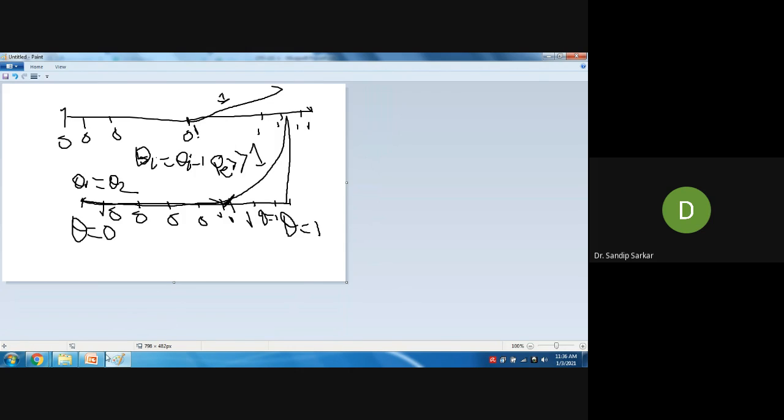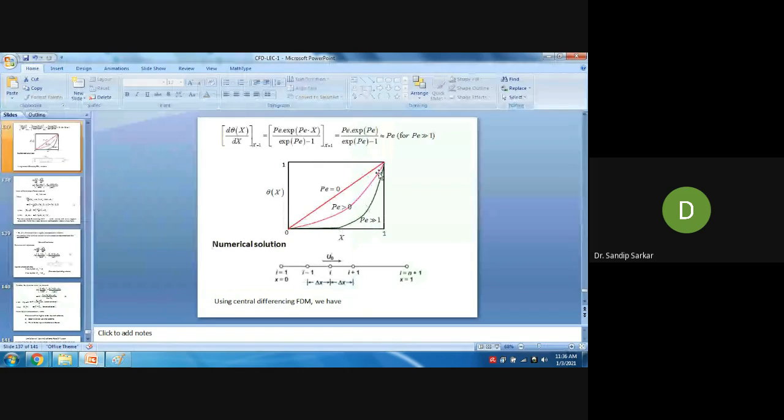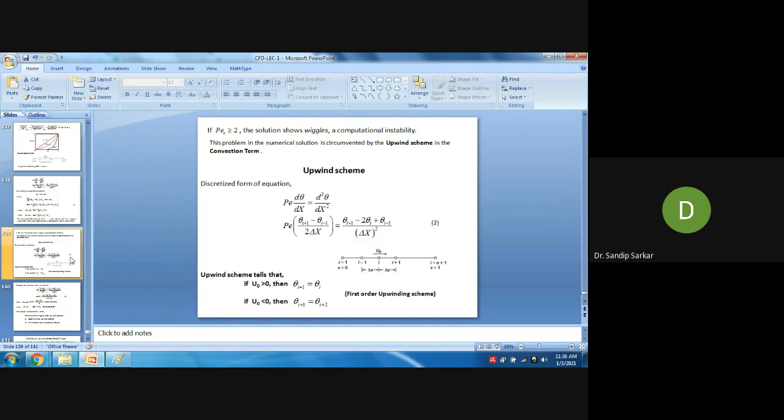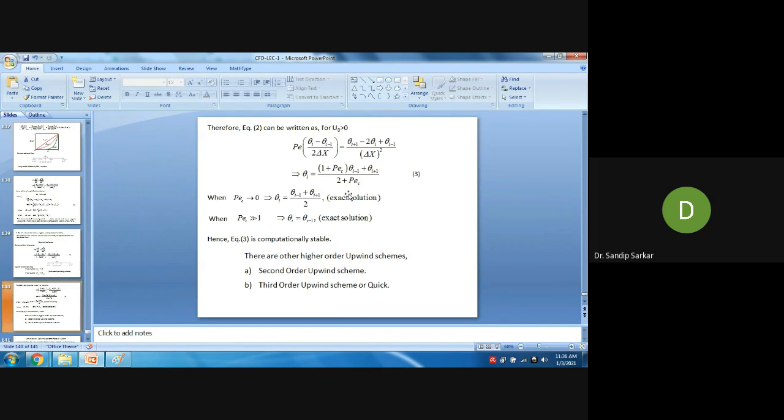Is that clear now? Yes, sir. Okay, so I think this is very simple. You just think of it. If you don't understand, give it a thought experiment, then you will get to know why I'm saying that this is an exact solution.